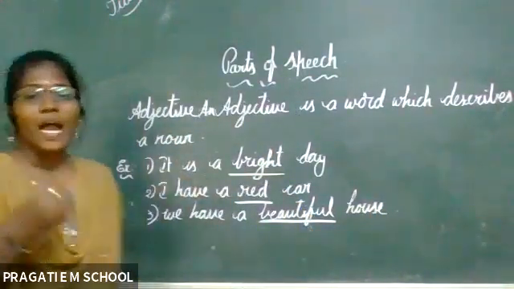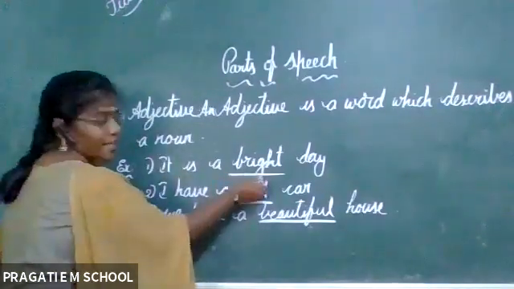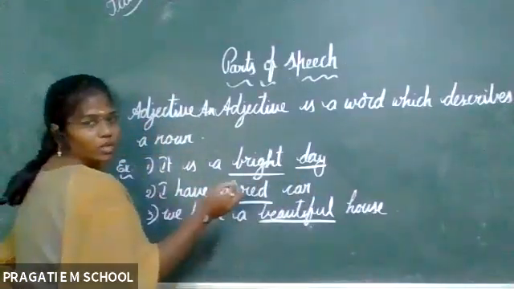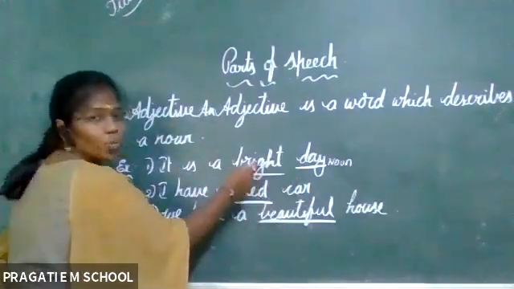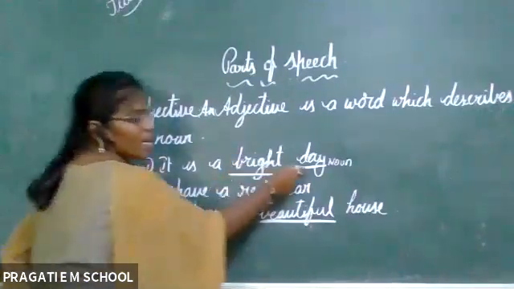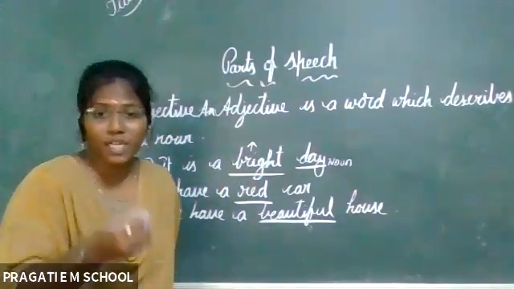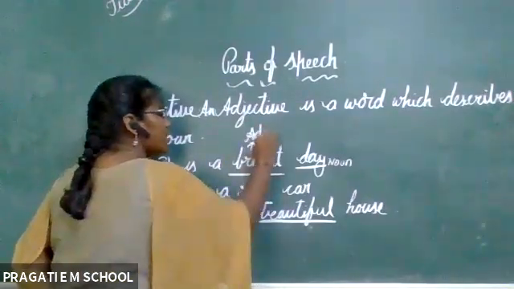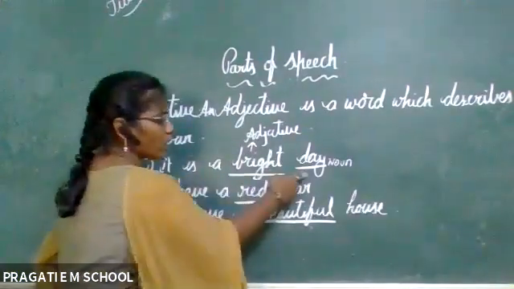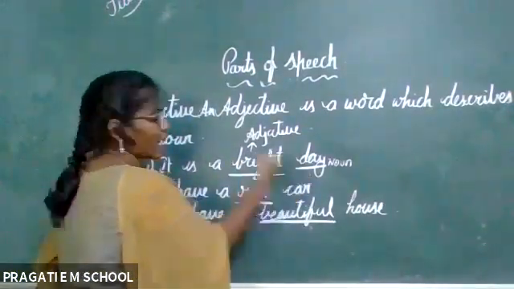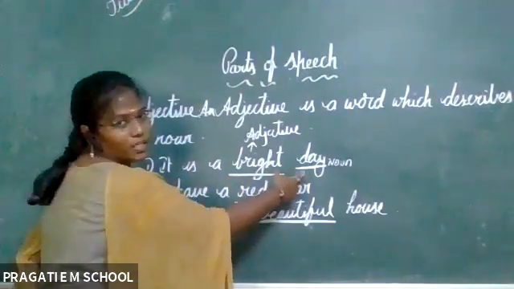See here how an adjective describes a noun. In the sentence, it is a bright day. Here day is a noun, isn't it? How was the day? Very bright. It describes a noun. The words which describe a noun or tell some information about the noun can be called an adjective. Day is a noun and bright is an adjective, because it gives some information about the noun.